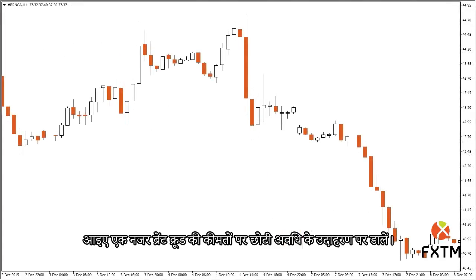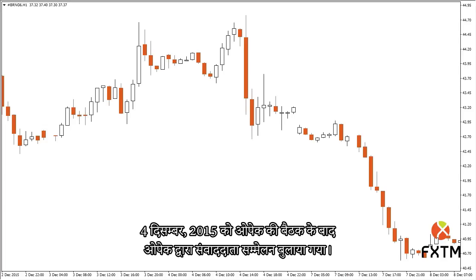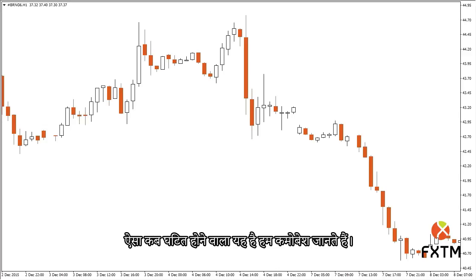Now let's take a look at a shorter term example on Brent crude prices. You can see here, this is the beginning of December. We're looking at an hourly chart right now. This is the 4th of December, 2015, where OPEC was due to host their press conference after the OPEC meeting. This is a little bit different than the monthly report that I mentioned, but these are also scheduled in advance, so we know more or less when this is going to happen.